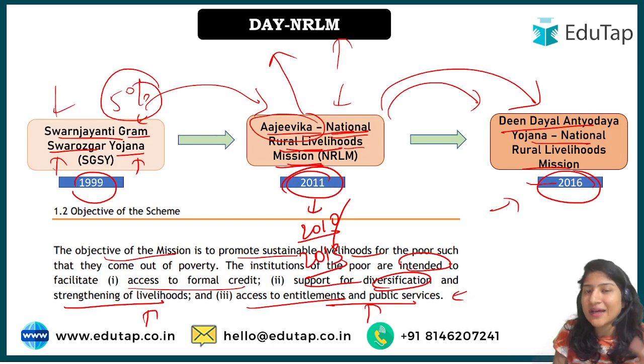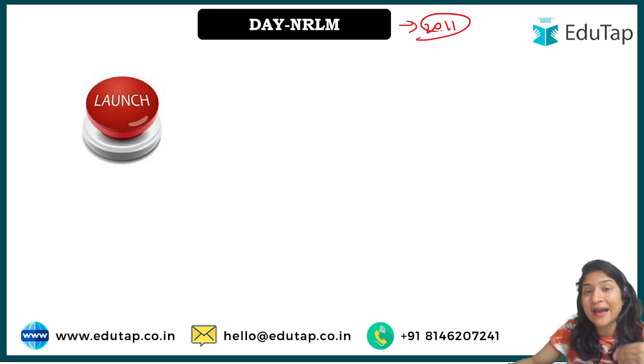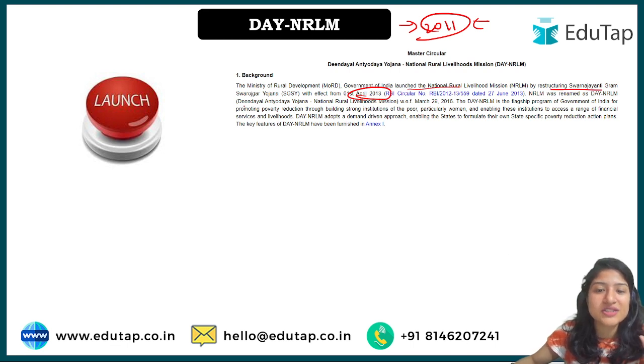This snippet has been directly taken from the official website itself. Talking about launch year, now this is very confusing and controversial, because on most websites, I know you must have seen 2011. But if you look at the RBI circular, the RBI has said the launch year is 2013. It says the Government of India launched NRLM by restructuring Swarn Jayanti Gram Swarojgar Yojana with effect from 1st April 2013. This is what has been written in the RBI as well as NABARD.